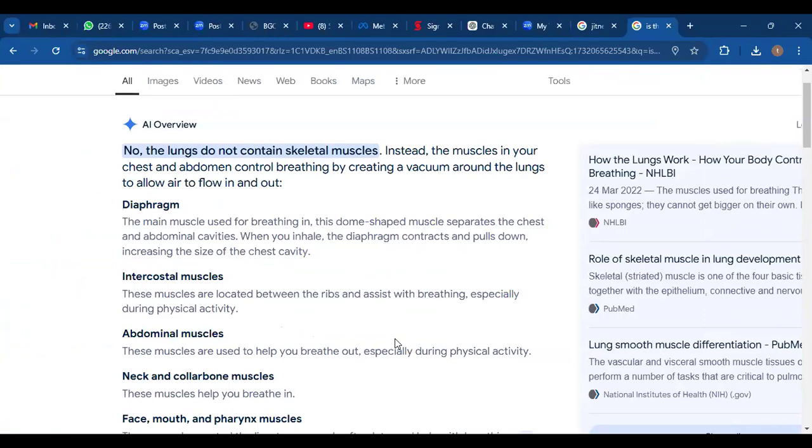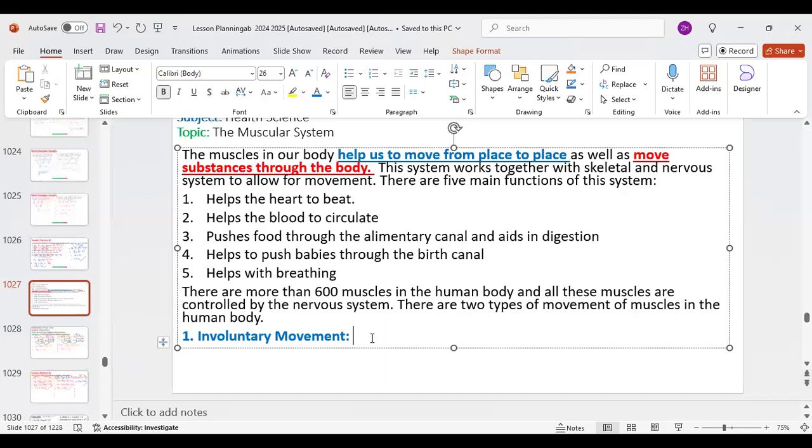Now let's move on. Good. So involuntary movement. Involuntary movement is movement that you have no control over. Those movements that we have no conscious control over, right? No control over.